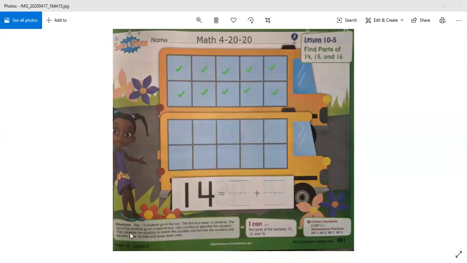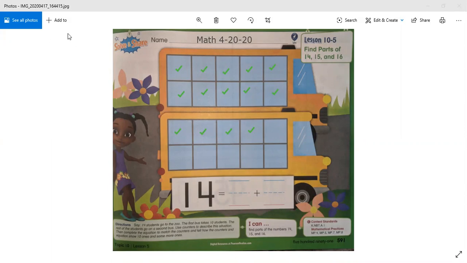Now I got to figure out how many students are going to go in the second bus, because now the rest of the students have to go in the second bus. And we know that there's going to be 14 altogether because there's 14 going to the zoo. So if there's 10 in the first bus, the rest of them have to go in here. So we need to have 14 altogether. So let's go ahead and say 10 for the first bus. So 10, 11, 12, 13, 14. So 4 more is left over in the second bus.